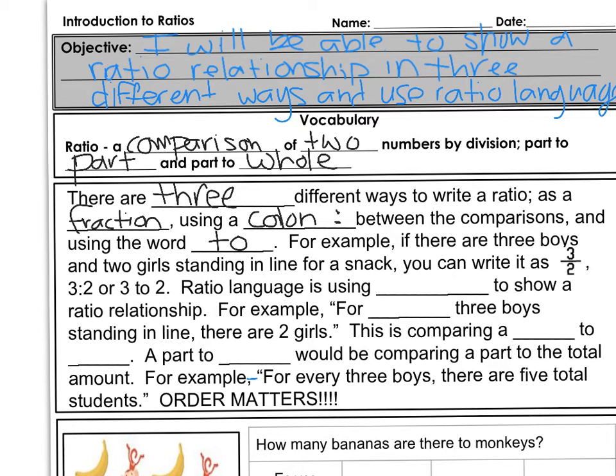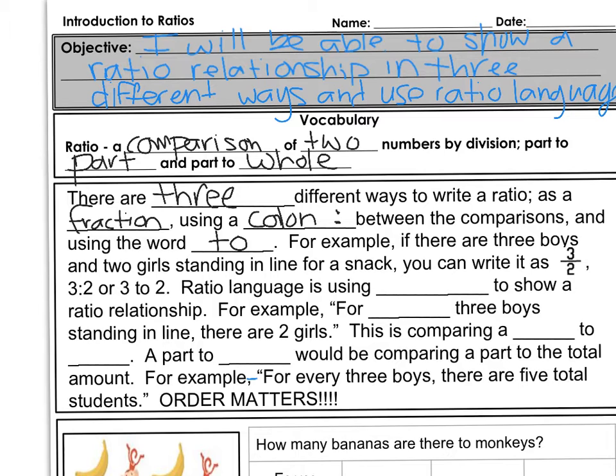For example, if there are 3 boys and 2 girls standing in line for a snack, you can write it as 3 over 2, or 3 seconds. You see it as a fraction there. You can write it using the colon, 3 colon 2, but you would still read that as 3 to 2. Or you can use the word to, 3 to 2. So those are 3 ways that you can show the ratio.